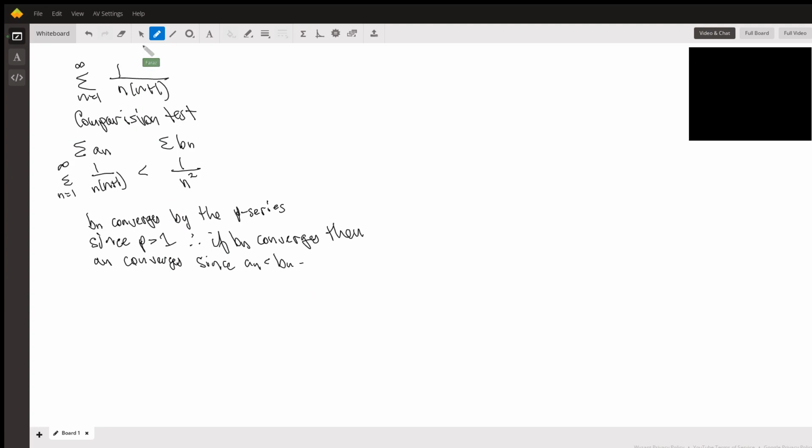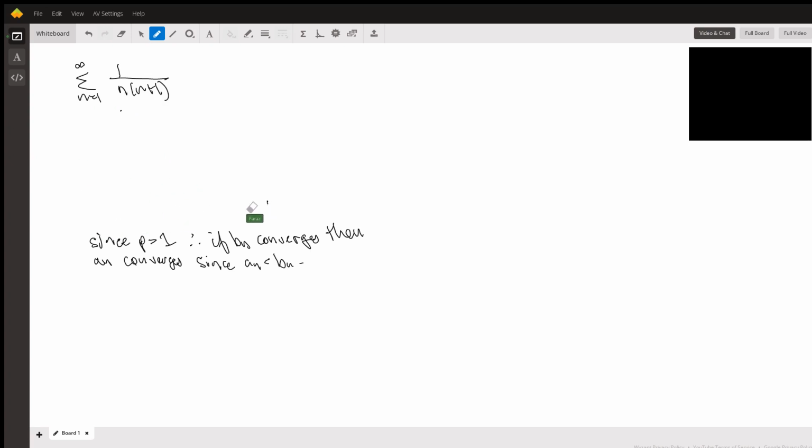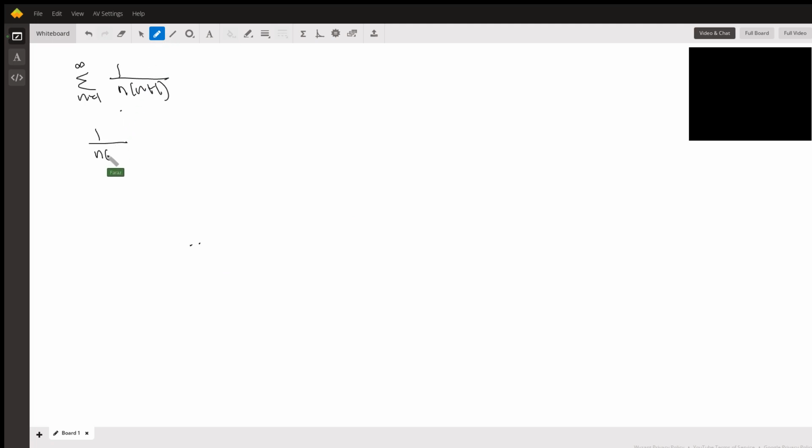Now, to find the value that it converges to, we're going to go ahead and find the value that it converges to. And you're going to have to do partial fractions. And I'll show you how to do that. What you're going to do is say 1 over n times n plus 1 is equal to a over n plus b over n plus 1. I'll cross multiply n times n plus 1 to both sides.